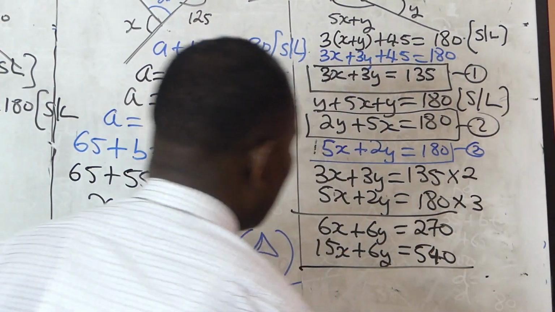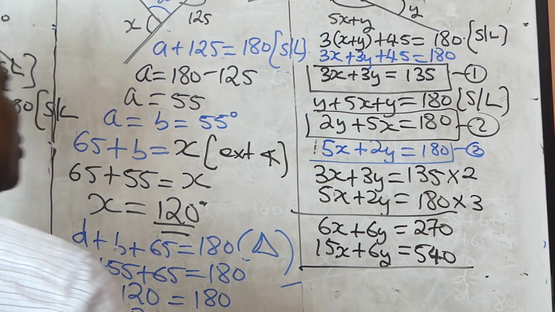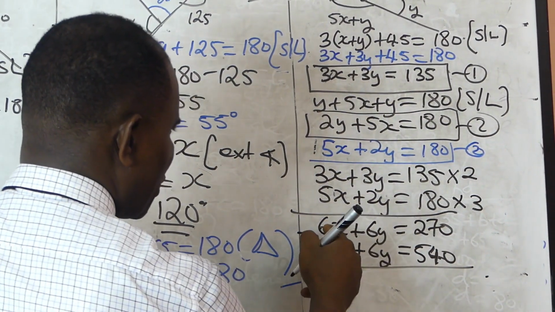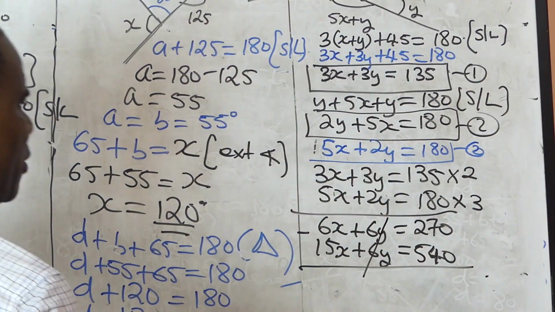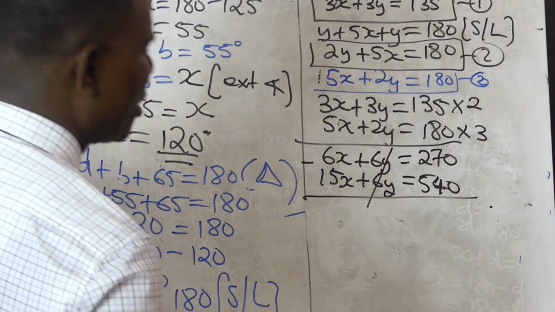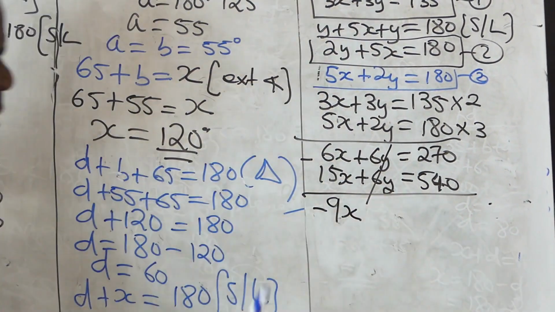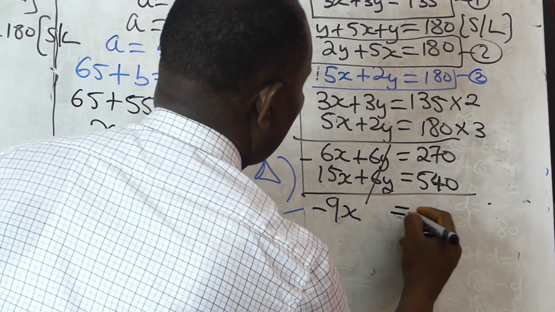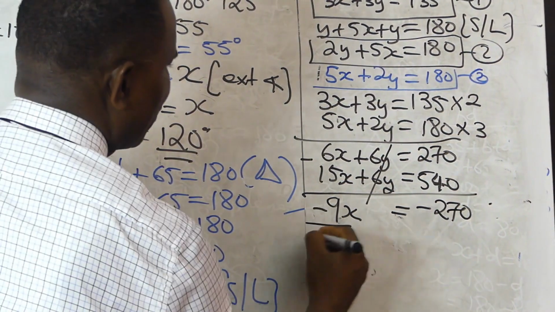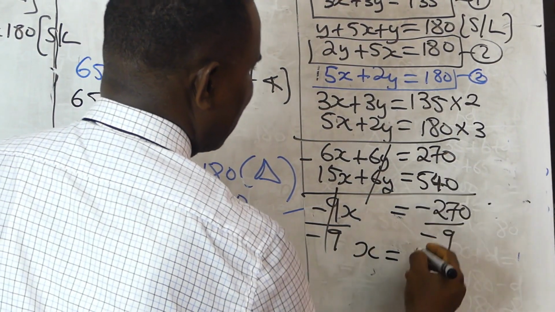So check this out. Now you have the coefficients of y the same, so we're going to cancel. When we cancel, we'll now have 6x and 15x. This one is bigger than this, so I have a minus 9x, of course. Then I come back here, I'll have a minus 270, if you like. So now we have minus 9 and minus 9. These will vanish, so I have x equal to 30.